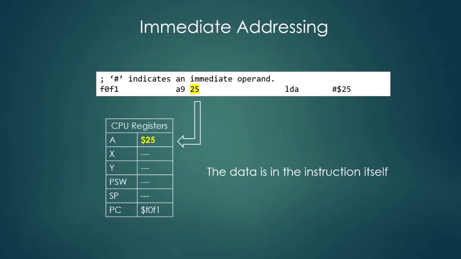With immediate addressing, the data is embedded in the instruction itself. Prefixing an operand with a pound sign signals that the operand is an immediate value. In this example, the LDA instruction loads the value hexadecimal 25 into the A register.